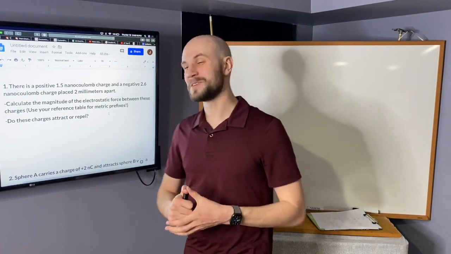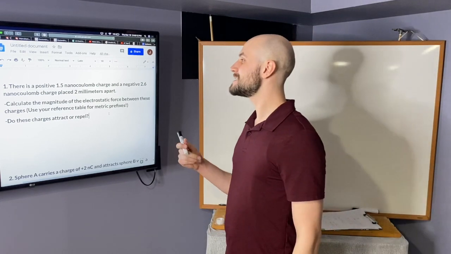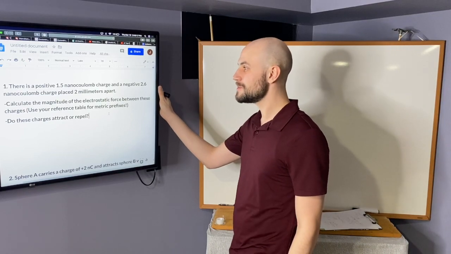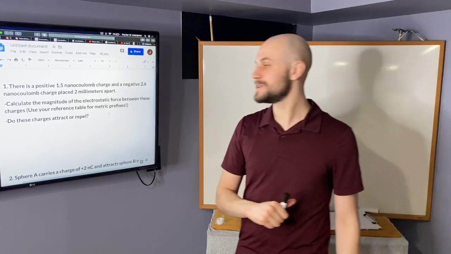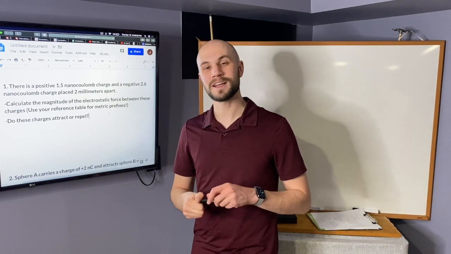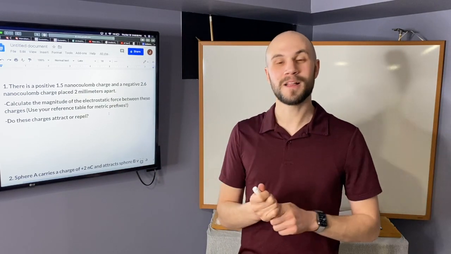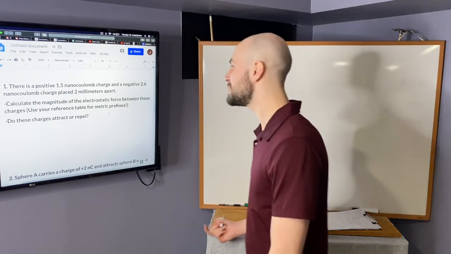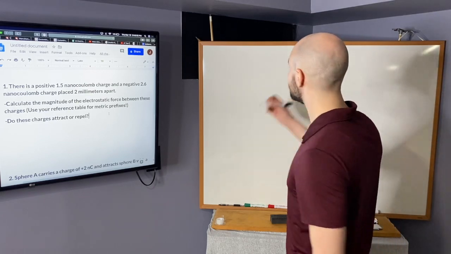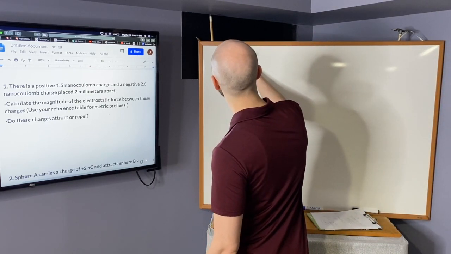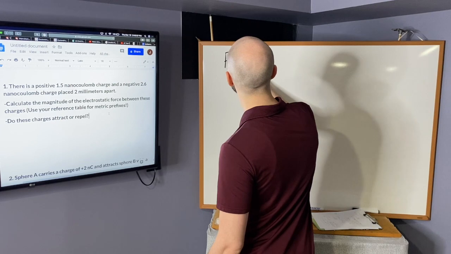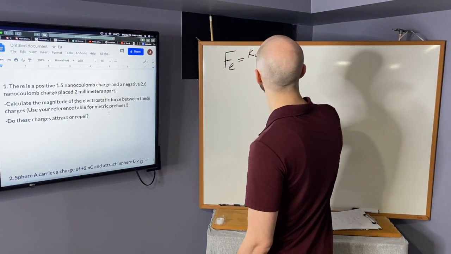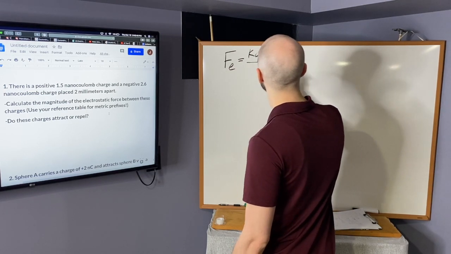Question number 1 that I posted for you guys to work out. We have a positive 1.5 nanocoulomb charge and a negative 2.6 nanocoulomb charge placed 2 millimeters apart. We want to find the magnitude of the force between them, and we want to know if these charges attract or repel. Here we're going to be applying Coulomb's law like we discussed in class to figure out the electrostatic force between any two charges. So using a reference table, we know that Coulomb's law, F sub E is equal to k Q1 Q2 all over r squared.